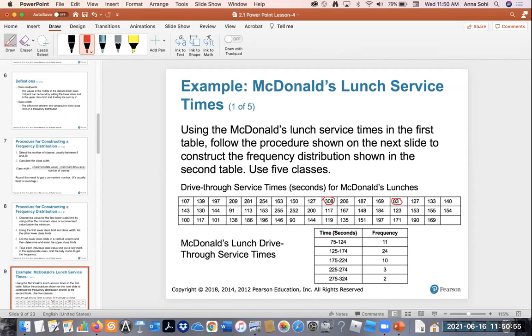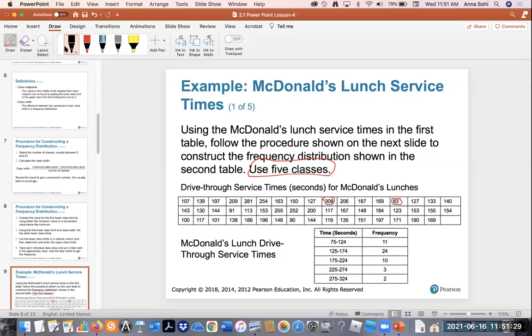Okay. So now in order to find the class, they say use 5 classes. They already told you how many classes. Sometimes they give you the class width. Sometimes they tell you the number of classes. So they gave you a number of classes. So number of classes means 1, 2, 3, 4, 5. Do you see you have 5 lines here? That's exactly what they mean by having 5 classes. So you have 5 lines.